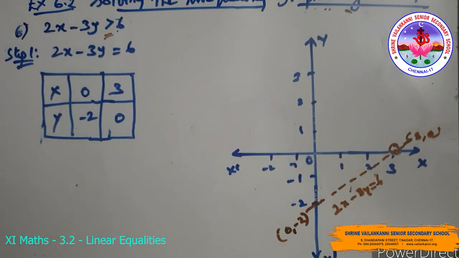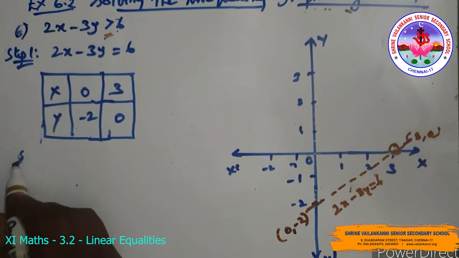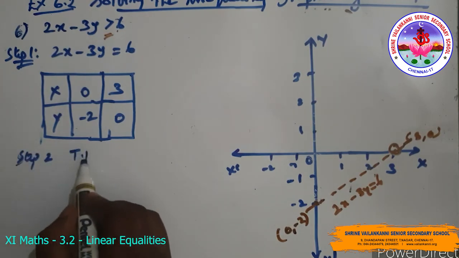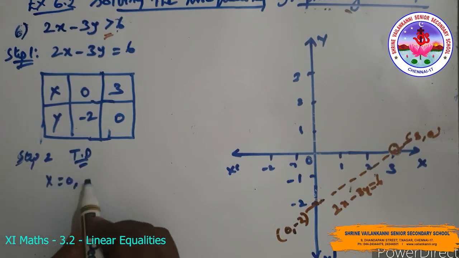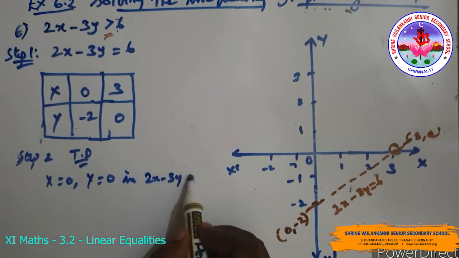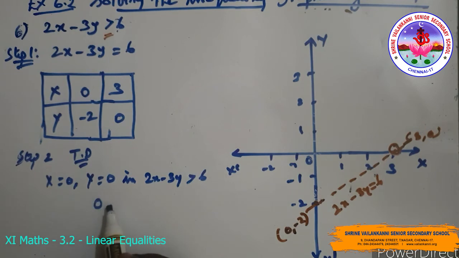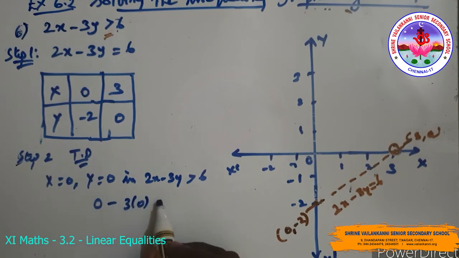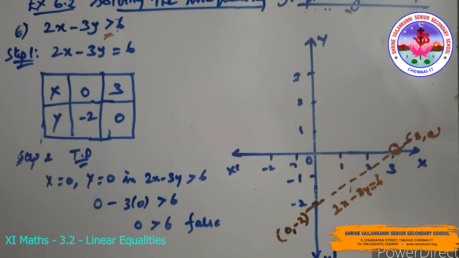Now we have to check whether the point lies on the line. So using the test point, step 2, test point. Put x equal to 0 and y equal to 0 in the inequality 2x minus 3y greater than 6. So 0 minus 3 into 0 is greater than 6. That is, 0 is greater than 6. Is the condition true? No, it's false. 0 is not greater than 6.